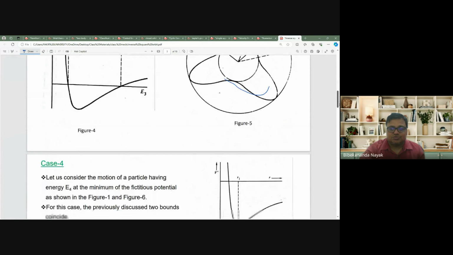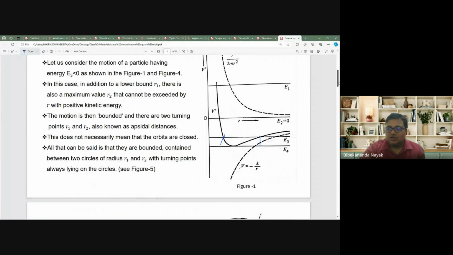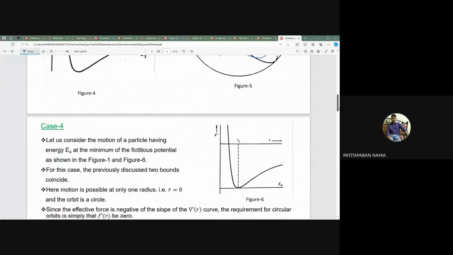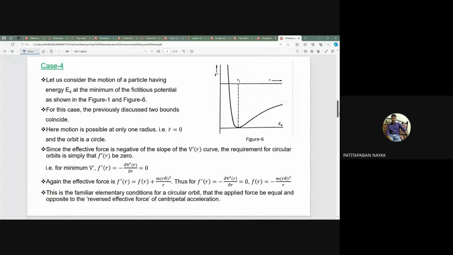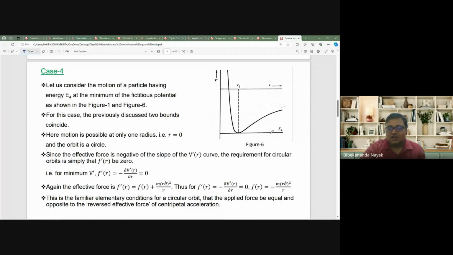Then we go for case 4. Case 4 here, see, only one turning point and at the minimum. Isn't it? If I take this line, if I take R1, this one, R2, this one, R1 increases, R2 decreases. And here actually R1 is equal to R2. So if 2 radii become the same, then it is a circle. So in case 4, there is minimum energy, it will be a circle.